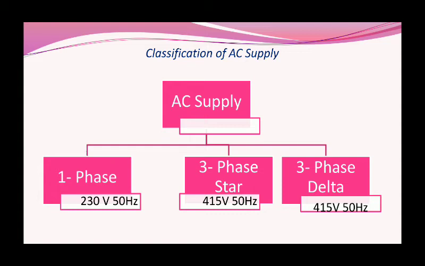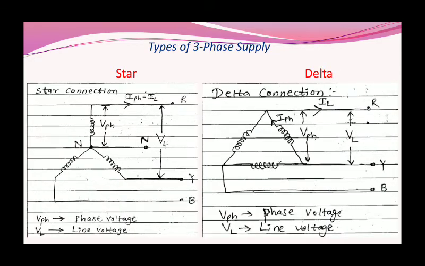So as you can see, the voltage for three phase star and delta is the same, 450 volts and frequency 50 hertz. The difference is only in the type of connection using the three wires, which is different in both cases, but the voltage is the same. So these are the types of three phase supply.